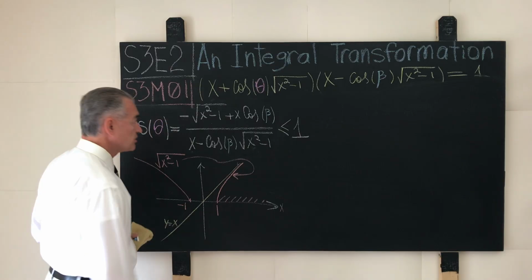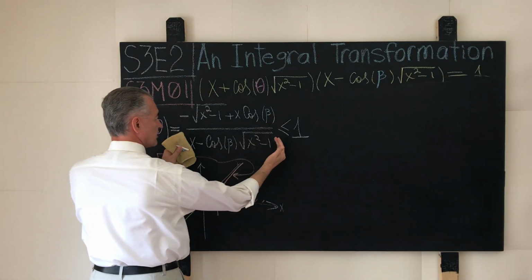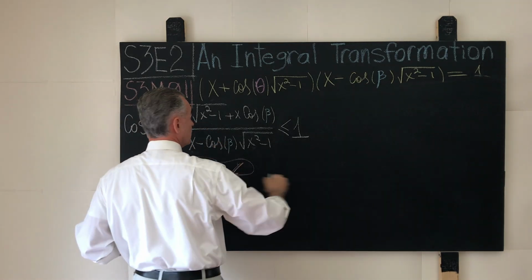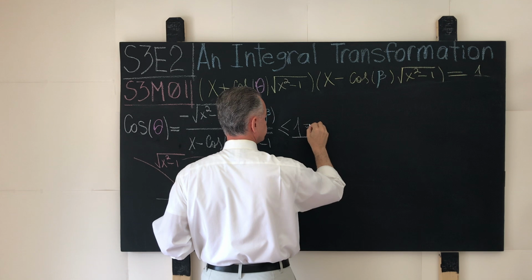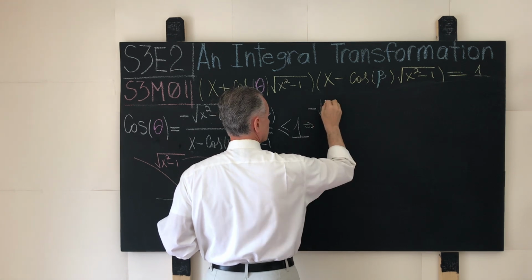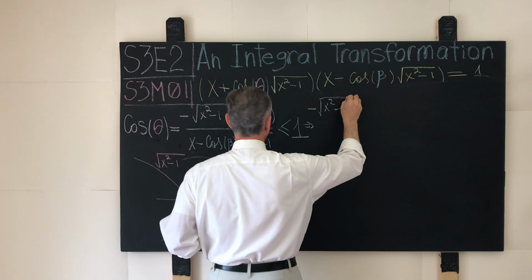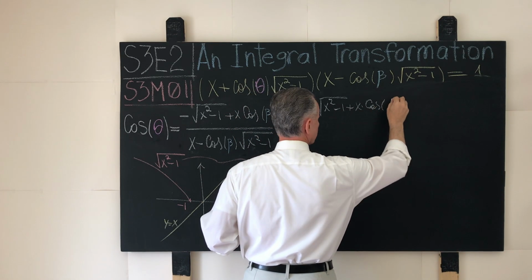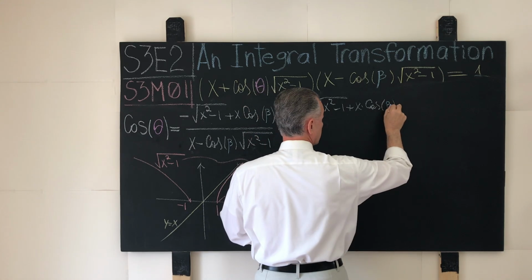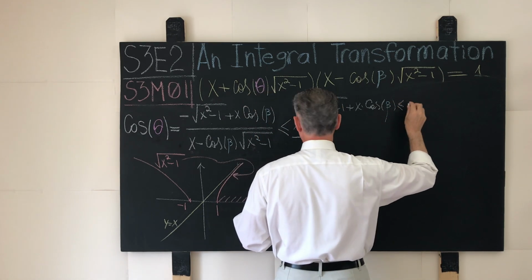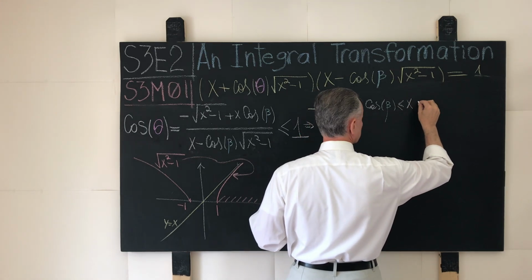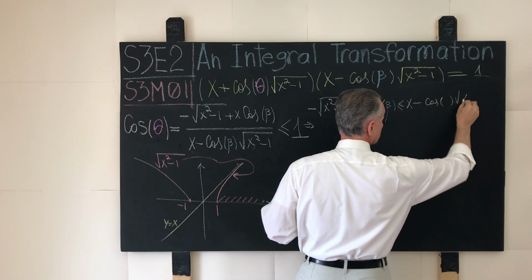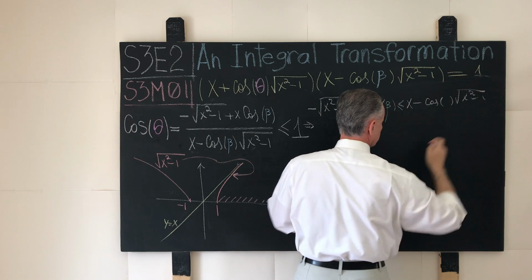So what do we have? We multiply both sides of this inequality by a strictly positive quantity shown over here. And what do we have? Well, on the left-hand side, we will have negative square root of x squared minus 1 plus x times cosine of the angle beta, less than x, what do we have there, minus cosine of the angle beta times square root of x squared minus 1.